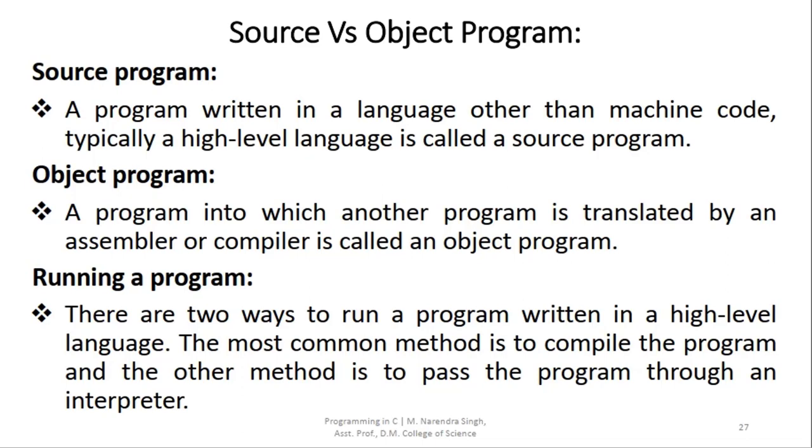Now, what is running a program? There are two ways to run a program written in a high-level language. The first one, we take the help of a compiler to compile the program and run the program. The second one, we can do with the help of an interpreter. I will explain this compiler and interpreter in the coming slides.